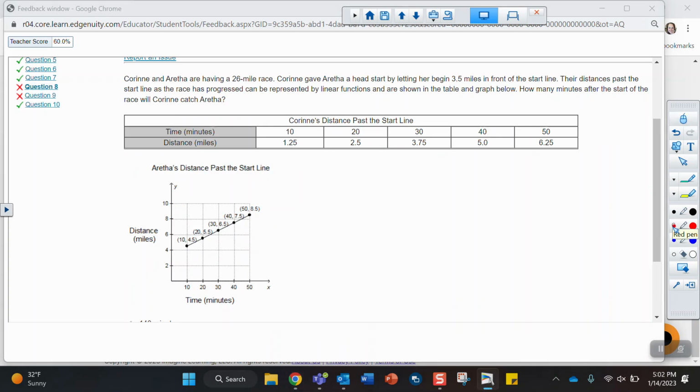Okay, a couple more. This one says, oh, this is the same one we already did, right? So this one was a little harder, right? We had to find both rates of change. How many miles did they run in a minute? And then recognizing that Aretha was getting a head start, and then setting those two expressions equal to one another and solving to figure out when was x the same, because we used x for minutes and our distance was the y.